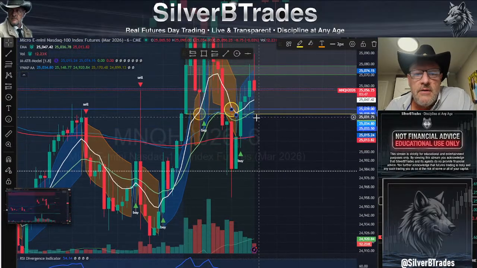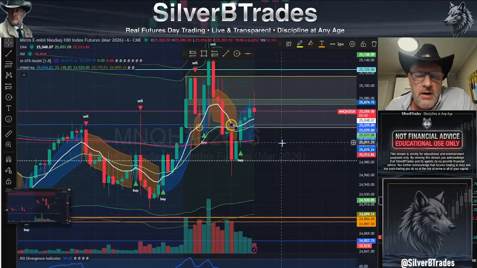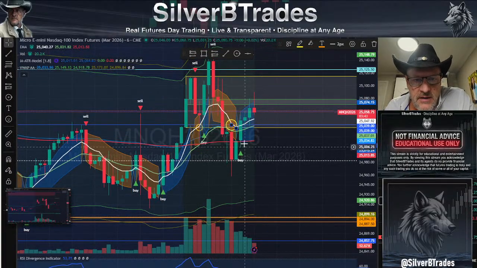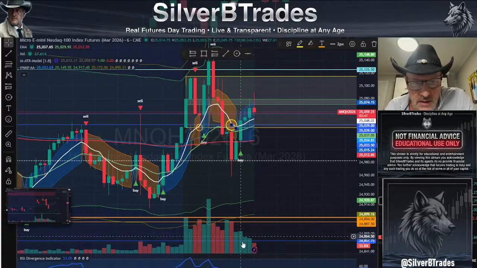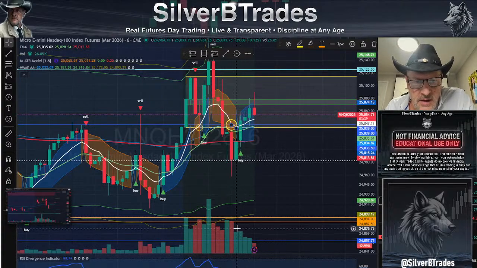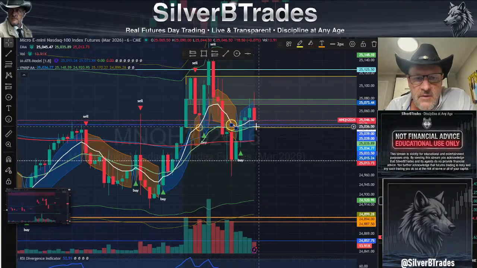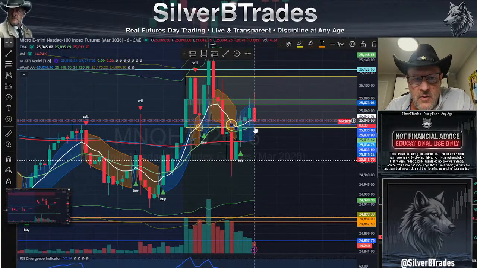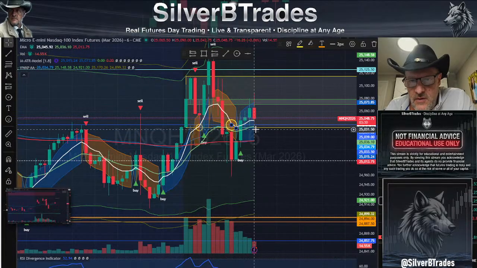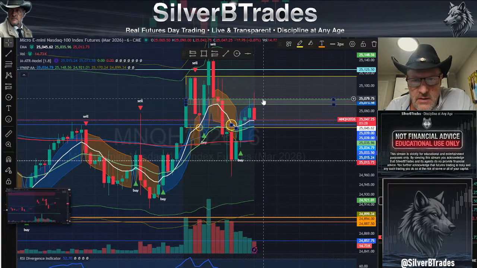So this trade right here could have been a good trade for me, and I want to explain why. This candle right here, see? This candle had higher volume, then we had the pullback to the EMA, and then it went. Yeah. So 25,031.